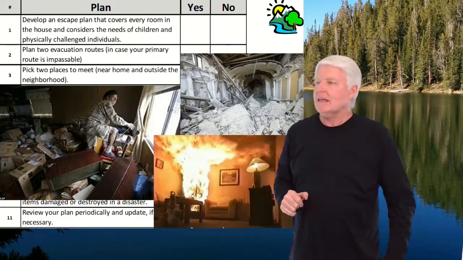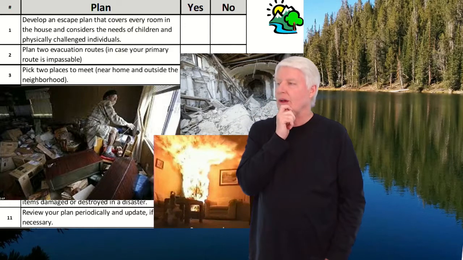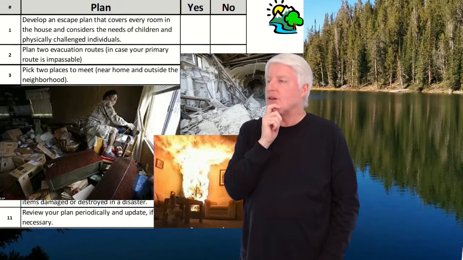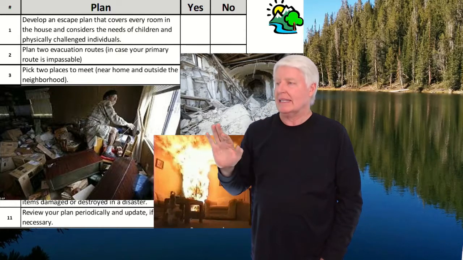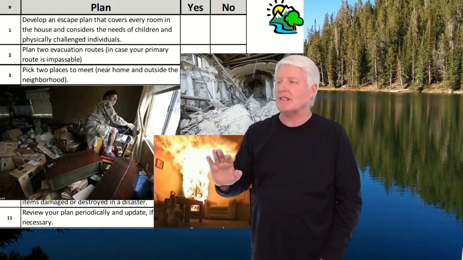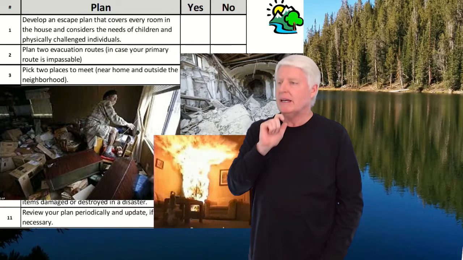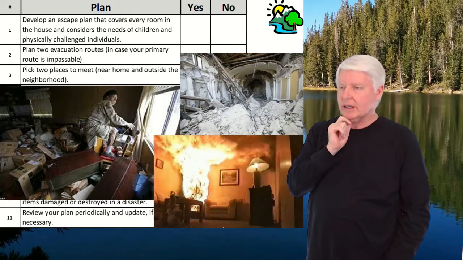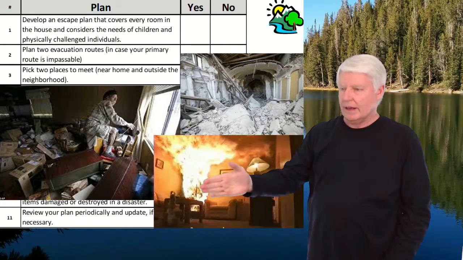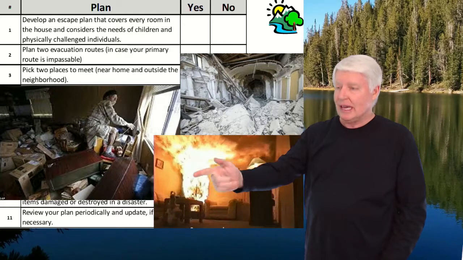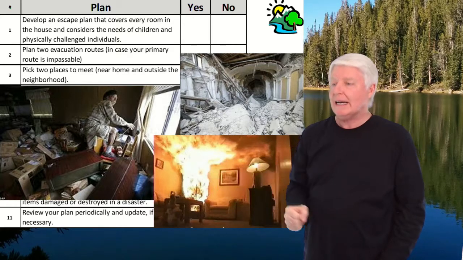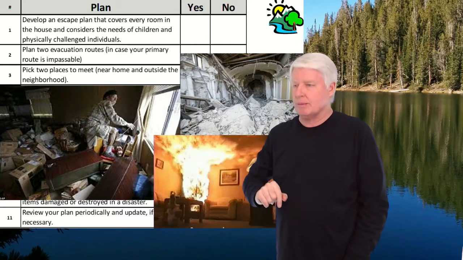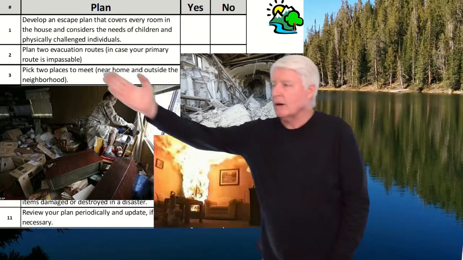There you go. This is the check sheet that we'll talk about. We'll go over this whole plan. Develop an escape plan that covers every room in the house and considers the needs of children and physically challenged individuals. You must remember that when you have a disaster. I mean, imagine having an earthquake, going to your house, and it looks like this. Or this, you know. That could be an escape route. That may be one of your escape routes behind there. That's the door. Hey, that's why we always have at least 2 escape routes, because you never know what's going to happen. There it is right there.